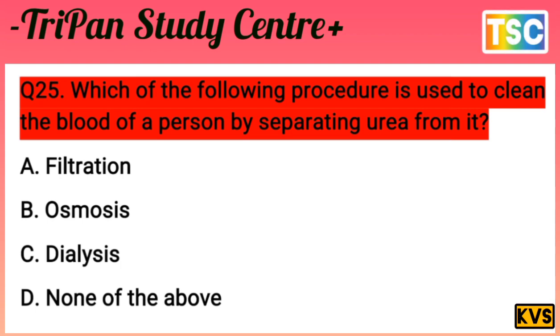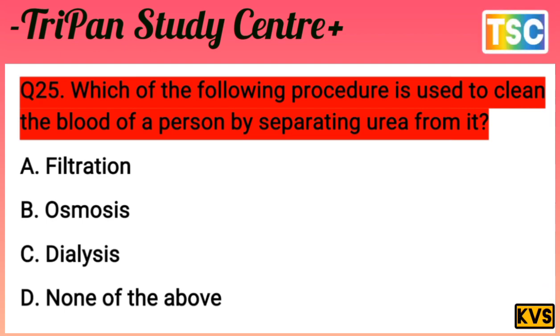You know that dialysis is a procedure used to clean a person's blood by separating urea from it. So C option is correct for this question. Dialysis is a procedure used to clean the blood of a person by separating urea from it.